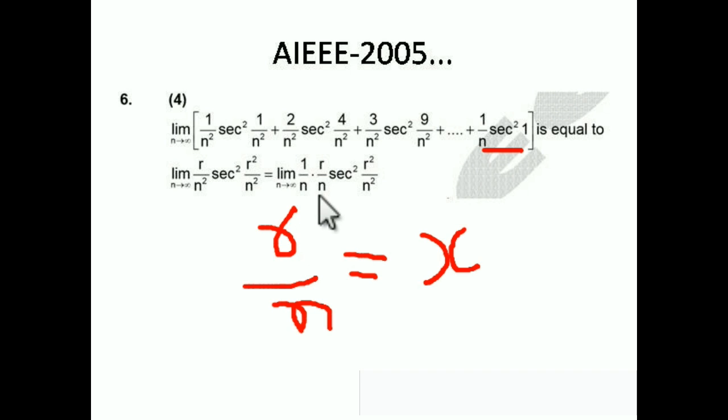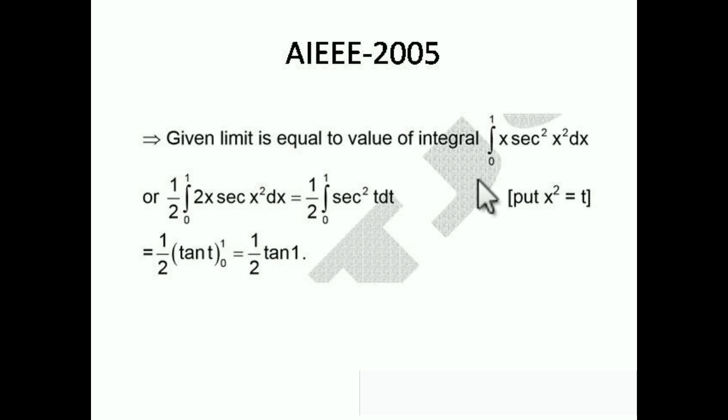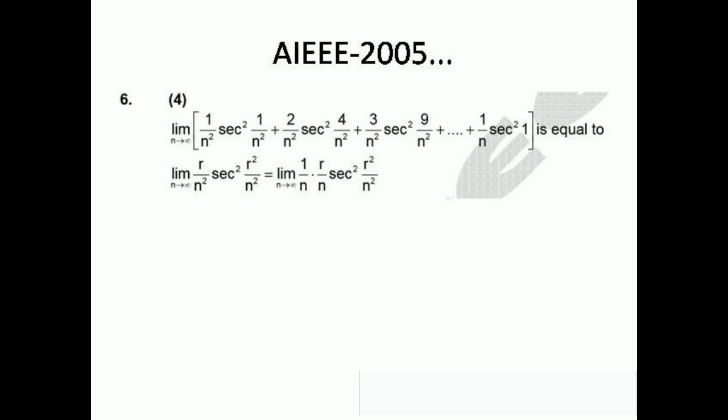So r by n is equal to x, so we have x here, then r square by n square is equal to x square, then 1 by n. Then 1 by n dr is equal to 1 by n into dx. That means we have finally this equation. Now for the terms, for r by n we have x, for sec square, r square by n square becomes x square, and for dr, for 1 by n we have dx.